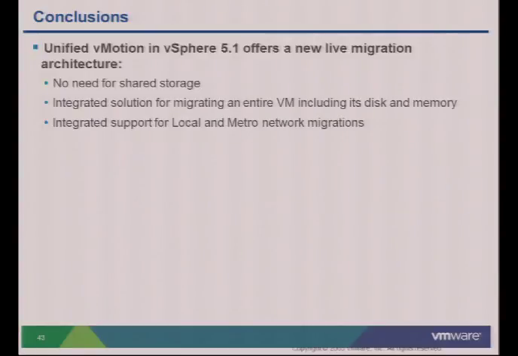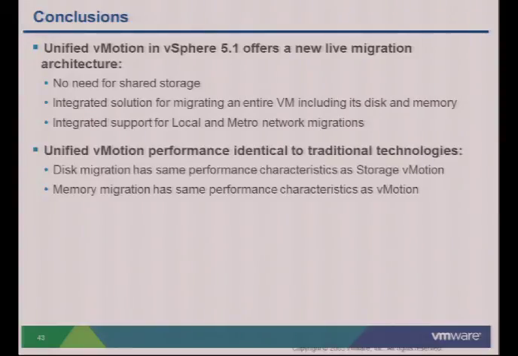So the key takeaways from this talk are that we are now delivering the new vMotion capability in vSphere 5.1, which is vMotion without any requirement for shared storage. The architecture of this configuration is that we migrate the VM's memory state and storage in a single atomic operation. The performance of vMotion in vSphere 5.1 approximates that of traditional vMotion technologies. That is, the storage migration approximates that of Storage vMotion, and the memory migration component approximates that of the traditional vMotion.